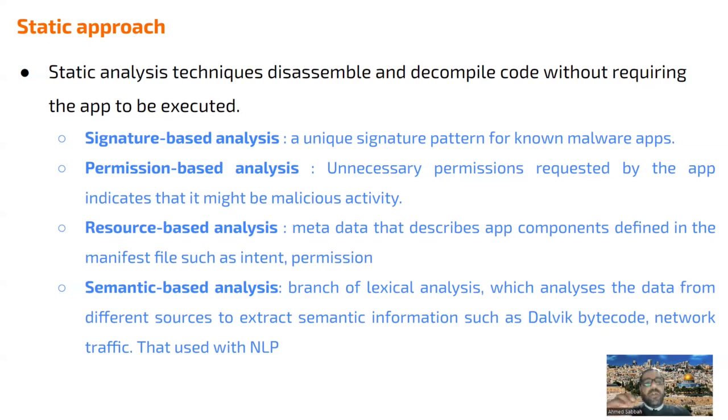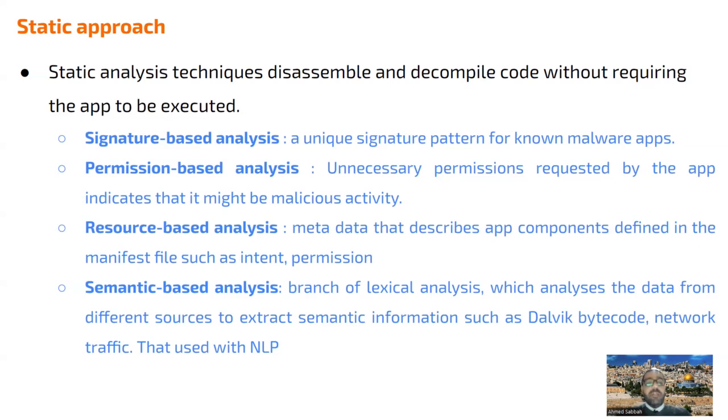The techniques used for static analysis: signature-based analysis. This uses a unique signature pattern for known malware, as antivirus works. For each malware, we have a signature. If the signature is similar to another application, it may be malware. Permission-based: unnecessary permission requests by the application indicate that it may be malicious activity. Resource-based analysis: metadata that describes app components defined in the manifest file, such as intent or permission, may indicate malicious activity.